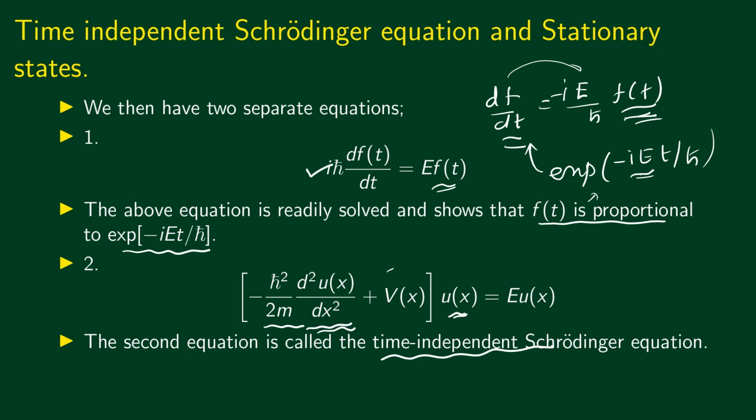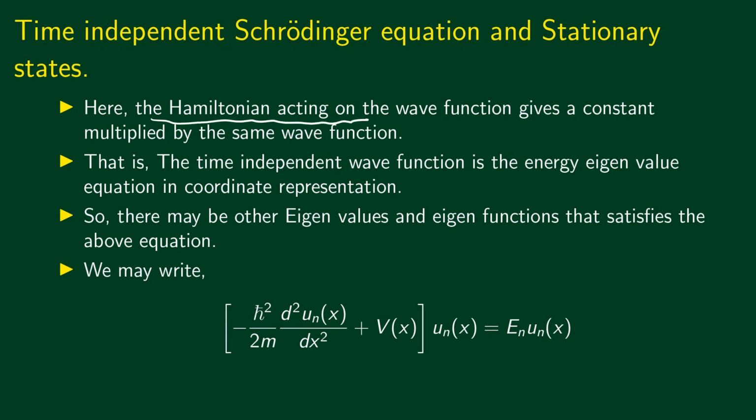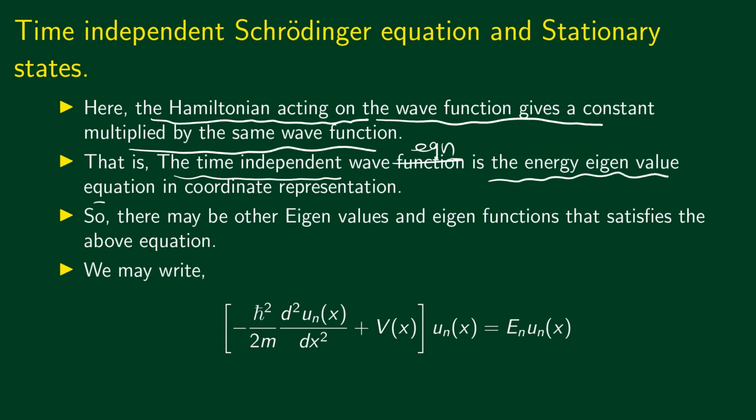So this u(x) here are the energy eigenfunctions. All right. So the Hamiltonian acting on the wave function gives a constant multiplied by the same wave function. This means that the time independent Schrodinger equation is the energy eigenvalue equation in coordinate representation. Okay, so there may be other eigenvalues and eigenfunctions that satisfy the above equation. We know that there could be a number of eigenvalues corresponding to a given operator.